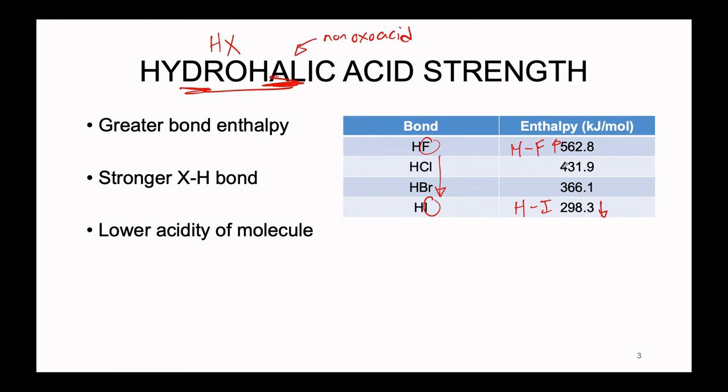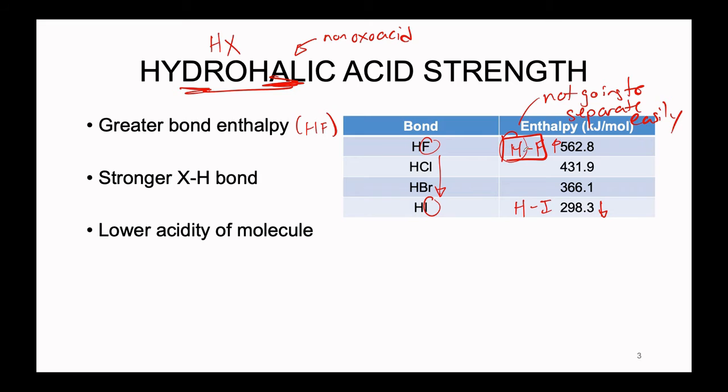So what this tells us about the acidic nature of the molecule is the greater the bond enthalpy we have, like the HF case, the stronger the bond between the H and the F. What the strong bond between the H and the F means is that the hydrogen is not going to separate easily.